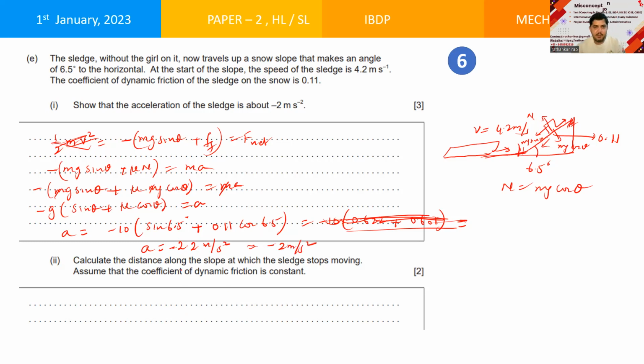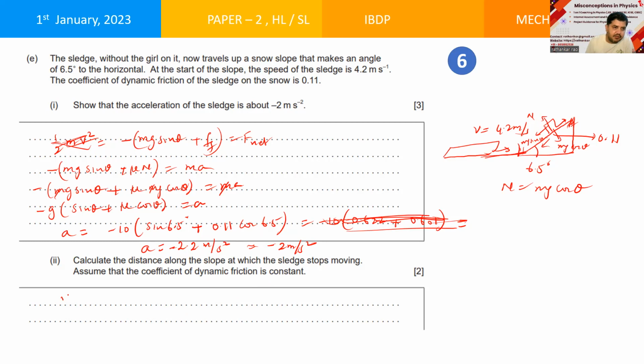Calculate the distance along the slope at which the sledge stops moving, assuming that the coefficient of dynamic friction is constant. Next one. As the sledge stops, because there's friction here, where does it stop? That's the question here. What is the distance moved by it along the plane?